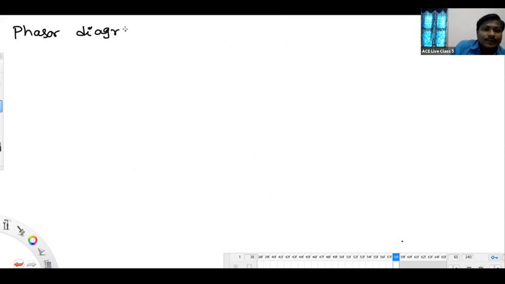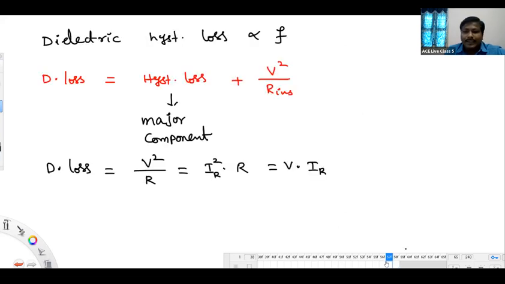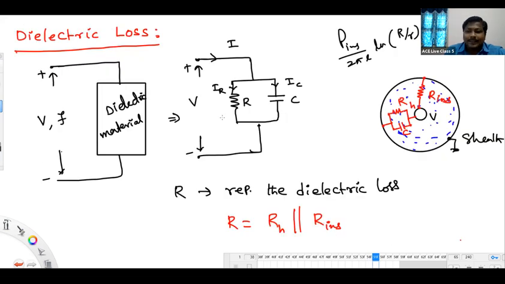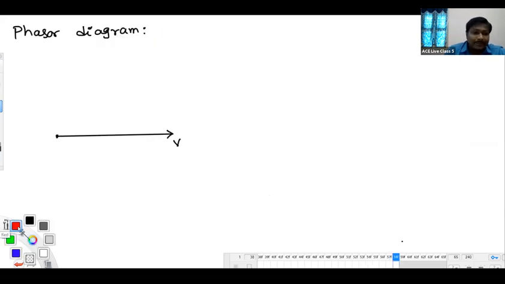So, I am taking voltage as the reference, like this. First, I should keep the IR current. The IR current will be in phase with that voltage, but the current magnitude is very, very small. Practically, the IR current magnitude is very, very small. This is the IR current.